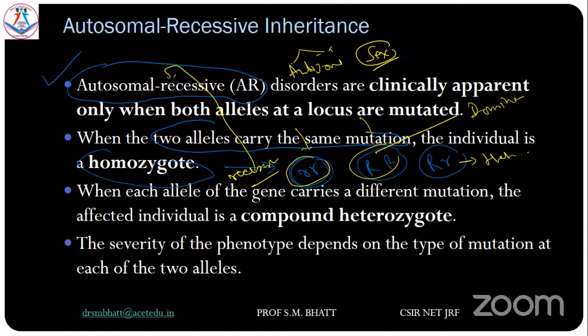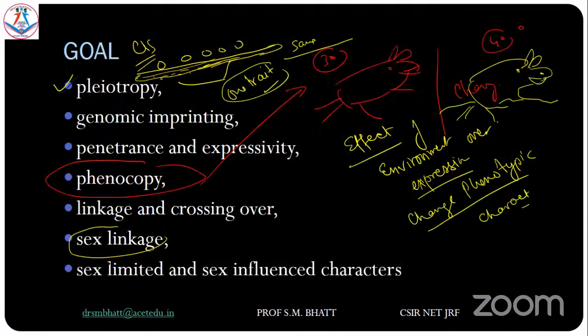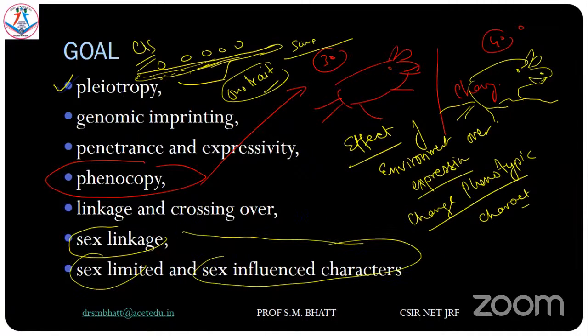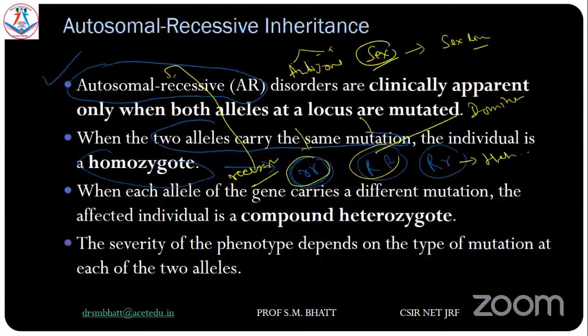If the mutation is in the sex chromosome, then it is called sex limited, sex influenced, as you can see in our goal. Sex linkage, sex limited, sex influenced characters: all of these are mutations over the sex chromosome. But when we are talking about AR, we are talking about autosomal mutations. So how do they affect the phenotypic level? Whenever there is a homozygous recessive condition, only then will they show their severity. Clear?